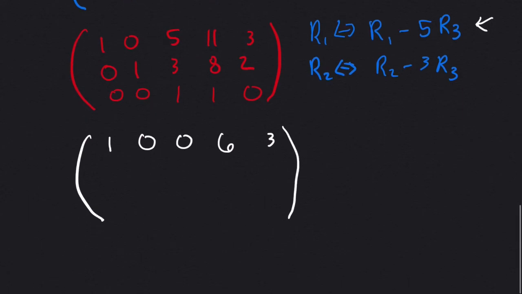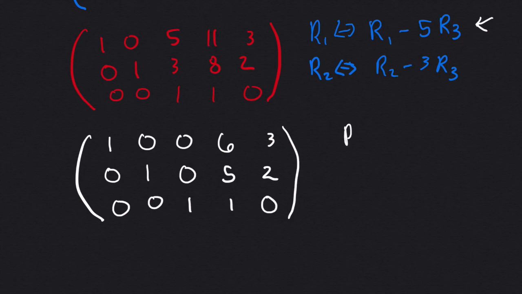Second row is going to be similar. It's going to be the second row minus 3 times the third row, which will be 0 minus 3 times 0, 1 minus 3 times 0, 3 minus 3 times 1, 8 minus 3 times 1, and 2 minus 3 times 0. So that's the second row. And then the last row, we're just going to copy. We don't do anything to that one.